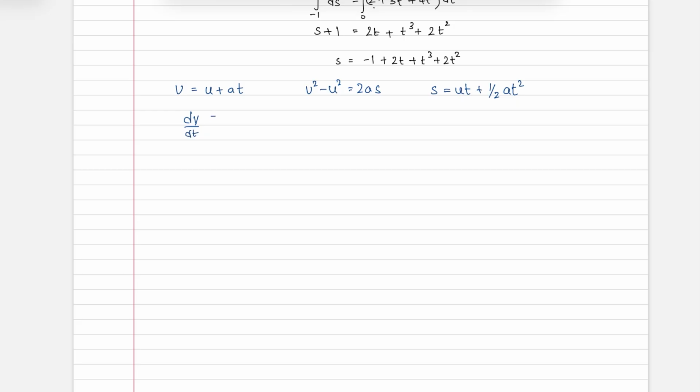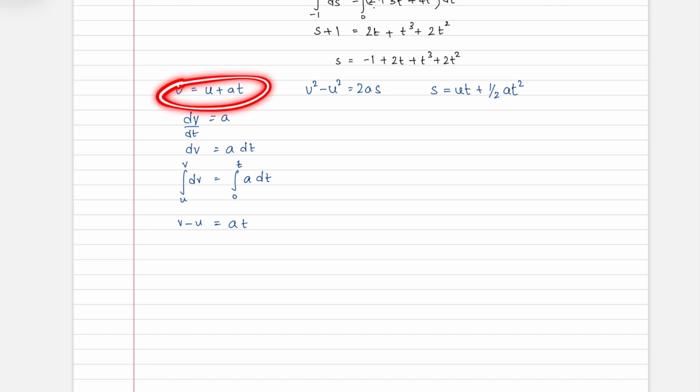So dv dt is equal to a, and in this case where you have dv equal to a dt, essentially you're integrating from time t equal to 0 to time t of a dt, wherein dv is going from some initial speed of u to a final speed of v, giving you v minus u equal to a times t, and that's how you get to this. So that is one important thing.